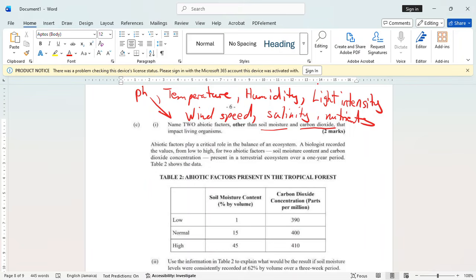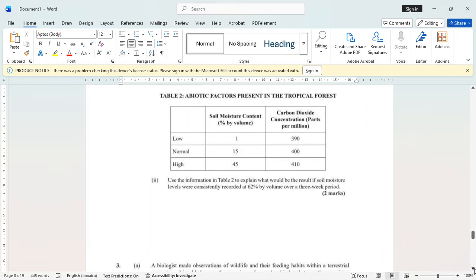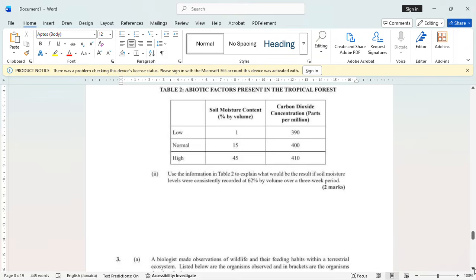We have low 1, normal 15, high 45. Carbon dioxide concentrations, parts per million, ppm, and we're seeing the values. All right? So it says, use the information in table 2 to explain what would be the result if soil moisture levels were consistently recorded at 62% by volume over a 3-week period.